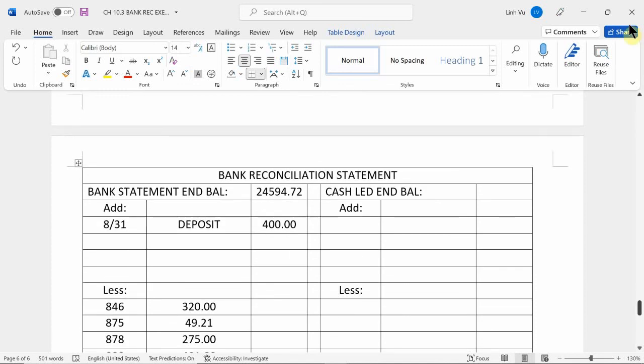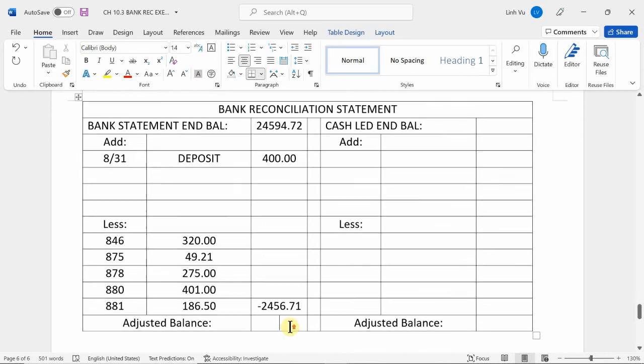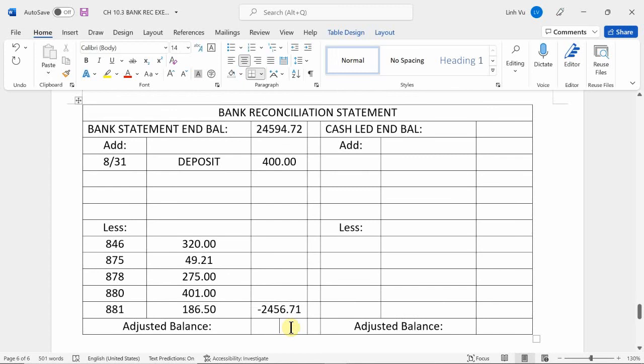Yes. But in this case, let's just start here. We're going to start with the amount that we started out with, the ending balance. We need to add $400, and then we need to subtract the 2,456. Okay, 1 second. We need to get the 400 from 24, correct? We need to add 400 to the 24,000.